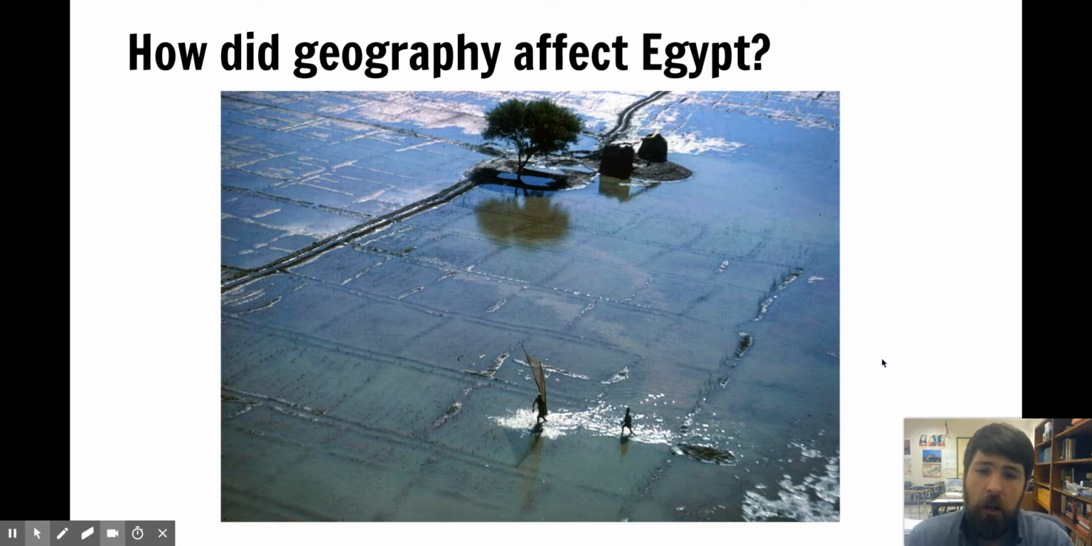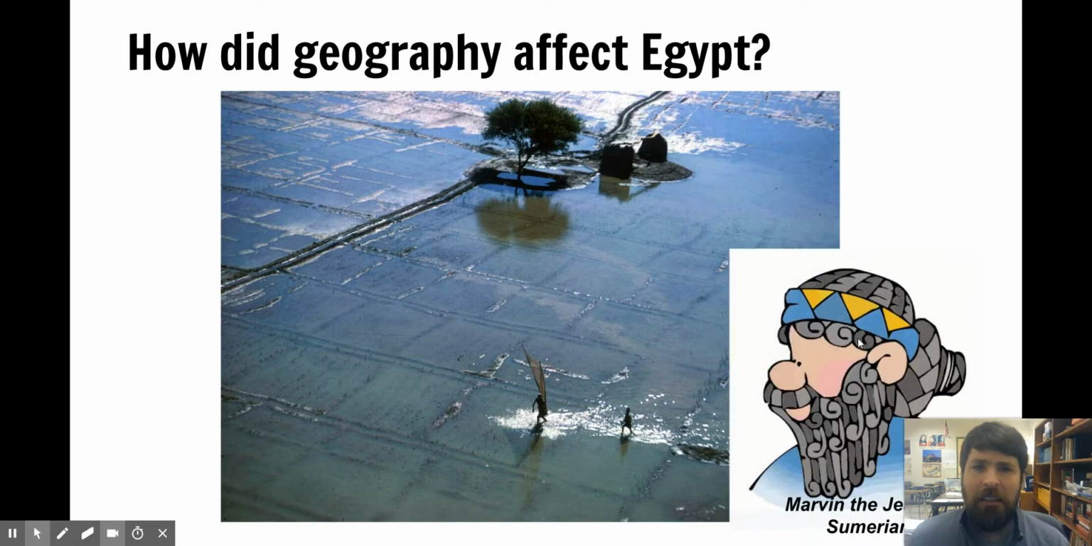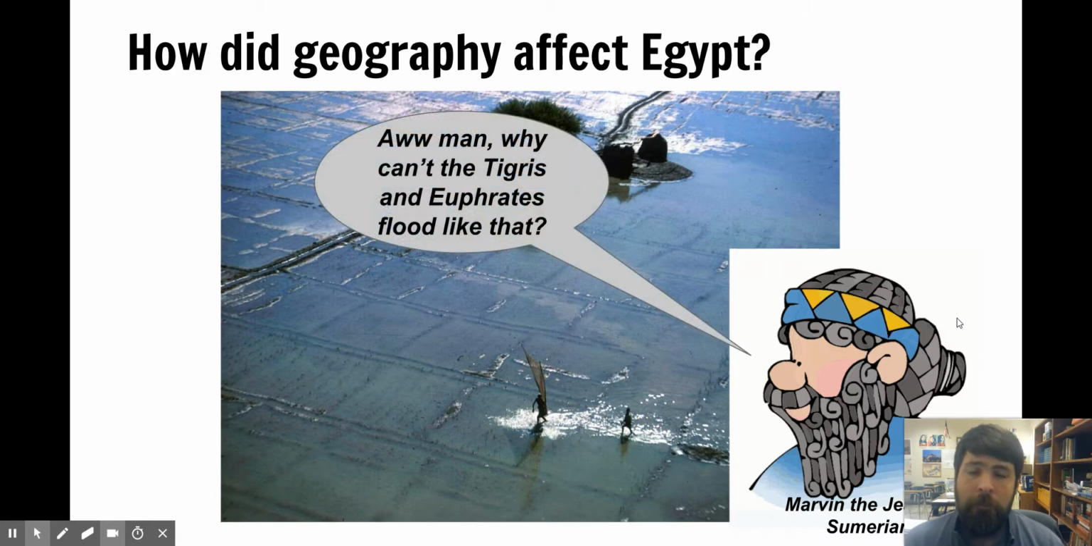Here you can see a picture of the Nile flooding, and it's so gentle and so not deep that you can see people walking across it. This happened at the same time every year, and Egyptian farmers were able to plan when they were going to grow their crops. And here we have Marvin the jealous Sumerian, whose name is cut off by my head. I'm sorry, Marvin. Marvin the jealous Sumerian wishes that the Tigris and Euphrates were just like the Nile. They're not though.